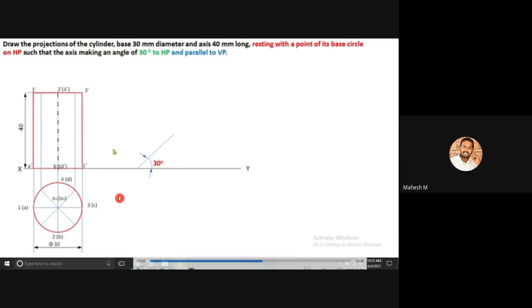So you can measure the distance between the center point and this corner. Okay, so normally it will be half of your diameter, that means 15 mm. Then you can choose your scale. So the scale should be perpendicular to this line. So the scale should be aligned perpendicular to this line.